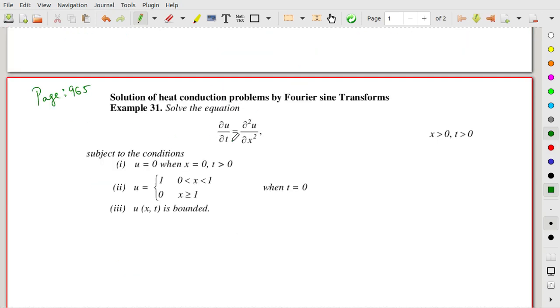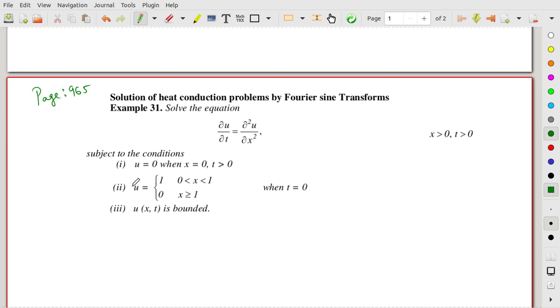Let's try to solve this problem using Fourier transform. This problem is on page number 965, so it may also be asked in the exam. This is a heat conduction problem, and it's a second order differential equation. We have to solve this to find u. Our aim is to find u which satisfies this equation.